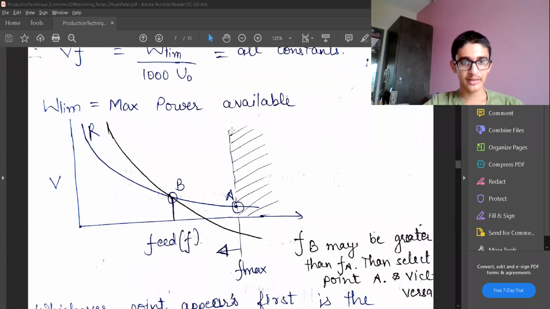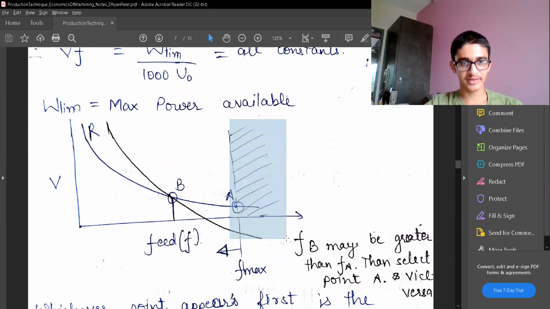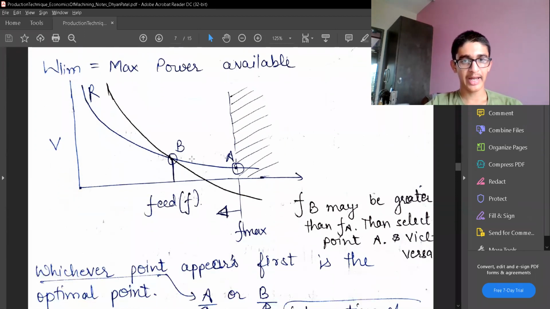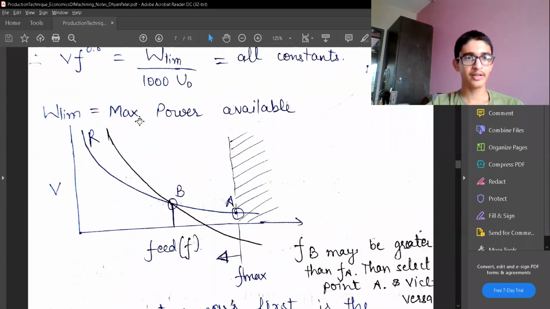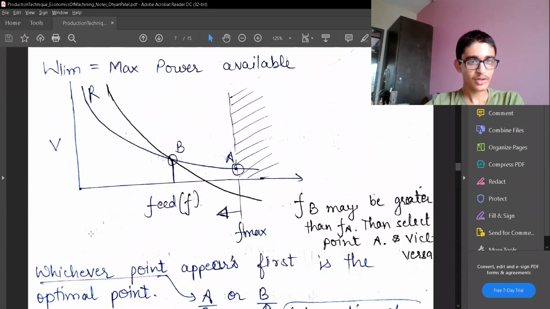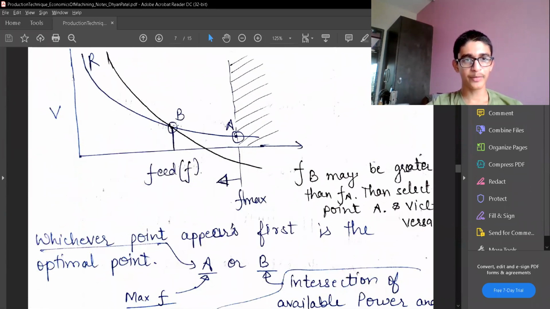So we had one constraint, that is we have some maximum feed rate. So which point should be the working point? That's our question. We have explained two constraints, that is the maximum feed rate and the maximum available power. So whichever points appear first in the optimal points. So these are the two optimal points.